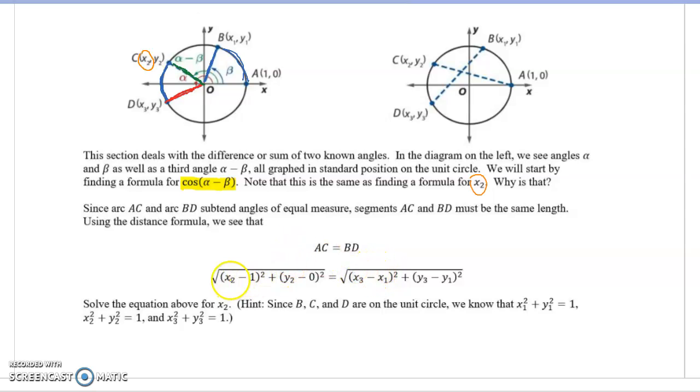All right, so the goal is to try to solve for x2. Right, we're trying to solve for the cosine of alpha minus beta. So x2 only shows up right here, so we're going to try to solve for that. It's inside the square root, so let's square both sides. We get x2 minus 1 squared plus y2 squared equals, well, we'll square the other side as well. This is actually good all around because it just gets rid of all the square roots.